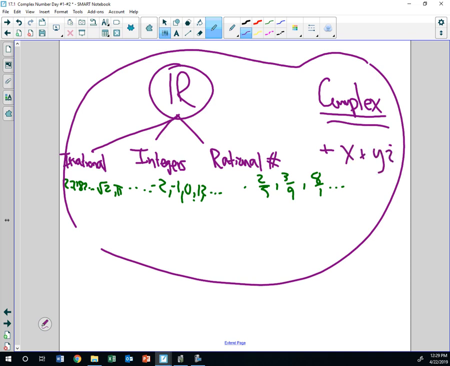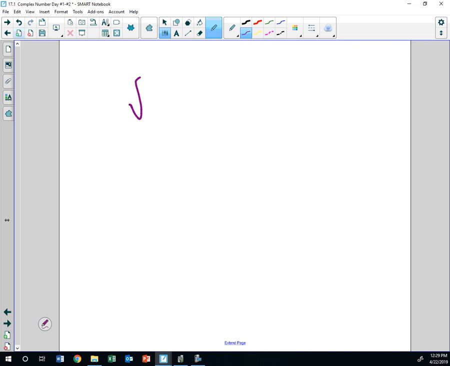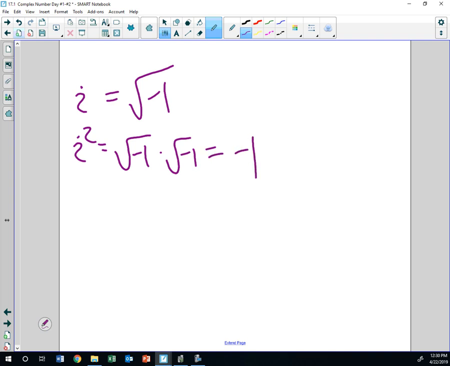y times i. What we mean by that is that you can have a 2 over 5, but you could also have 3i or 3/7 i. i is the square root of negative 1. You can't get that in your calculator, but we define it as i because i squared is the square root of -1 times the square root of -1, which is what? -1, which is kind of cool. And from there, you can do i cubed, you can do all kinds of things.